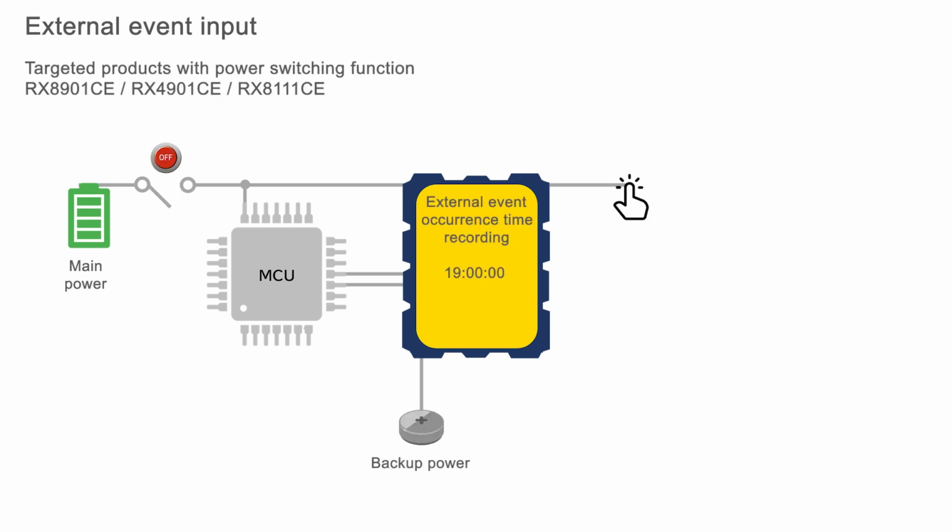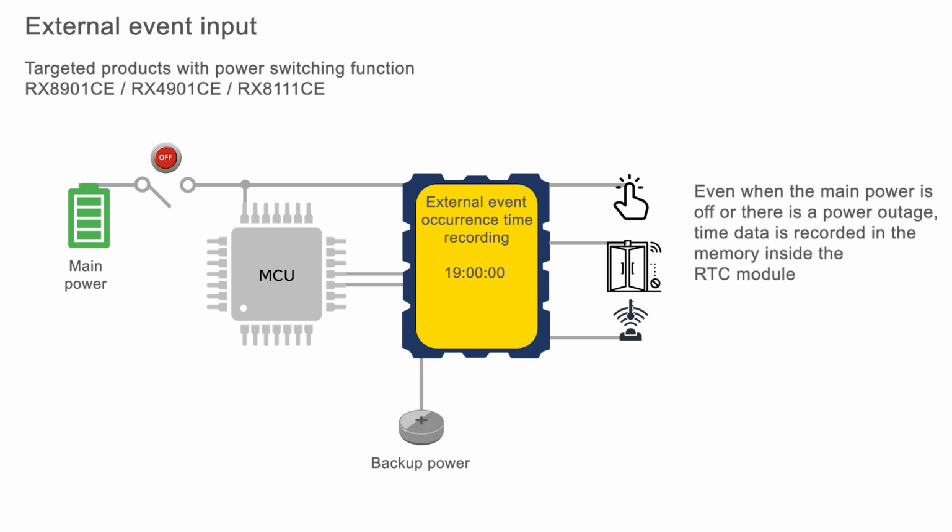RTCs that have an external event input terminal and a power switching function can keep time using a backup power supply, even when the main power is off or there is a power outage. In addition, they can detect the occurrence of an external event, and record the time data of that occurrence in the RTC module's internal memory. This means that you can know the time an event occurred, even when the main power is off or there is a power outage.